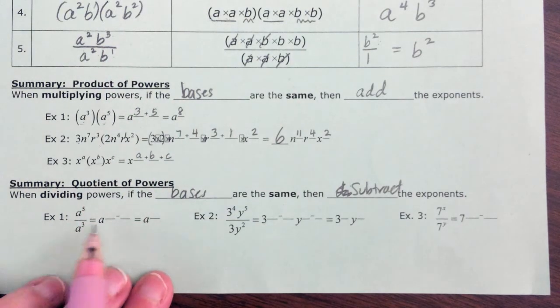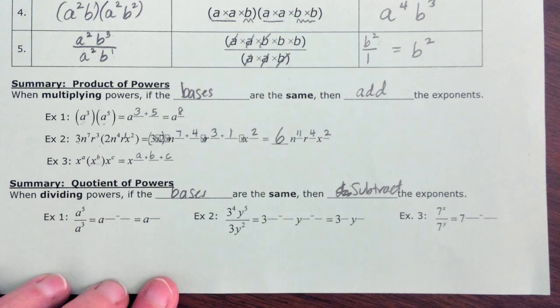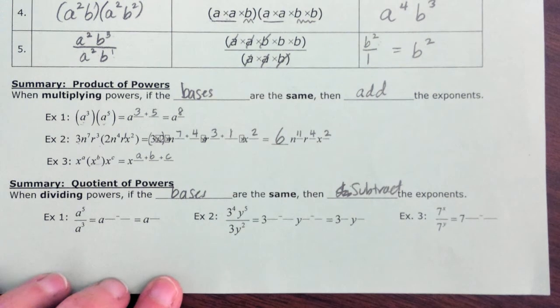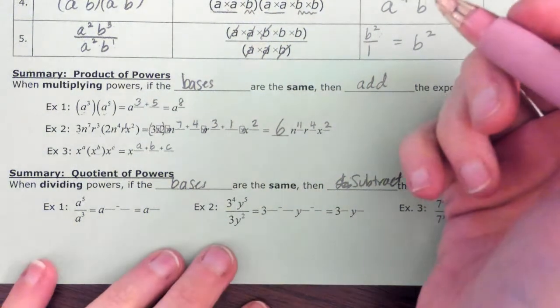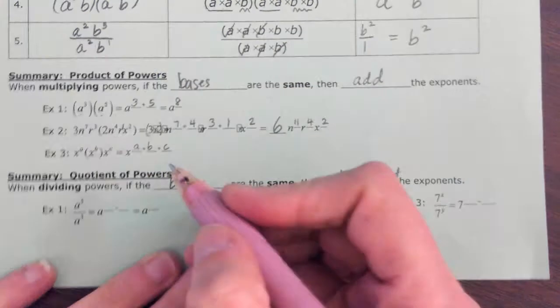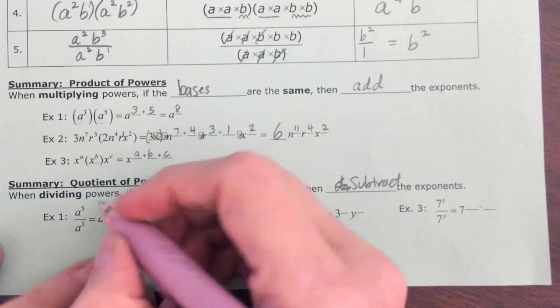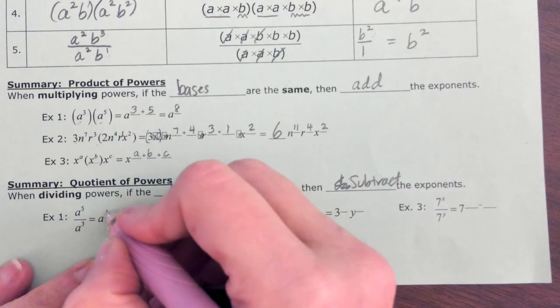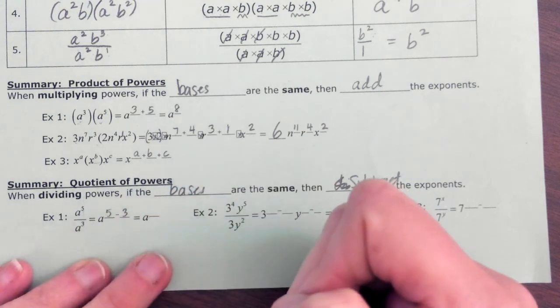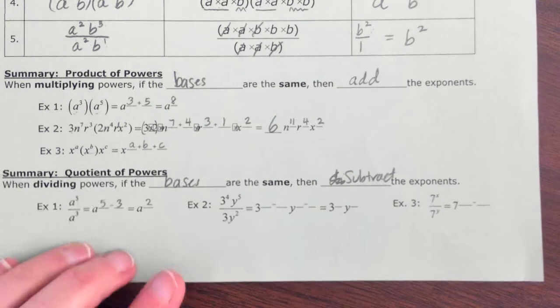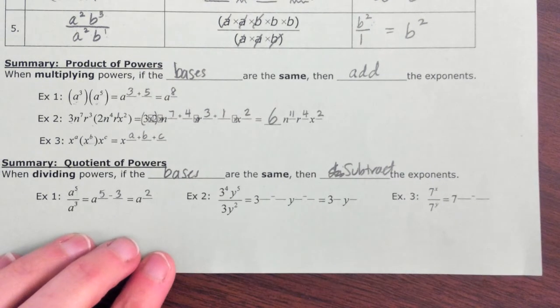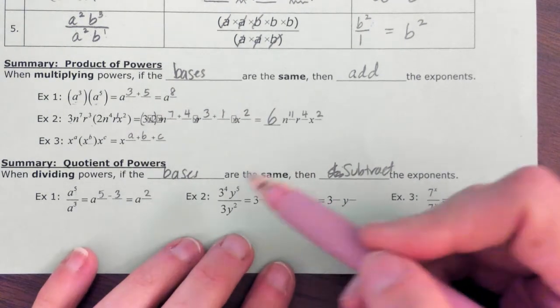Okay, I want you to try example 1. a to the 5 divided by a to the 3rd. Okay, so when I have a to the 5 over a to the 3, since I'm dividing them, I'm going to subtract those exponents. So I'm going to have a to the 5 minus 3. Well, 5 minus 3 is 2, so a to the 5 divided by a to the 3rd is a squared. Okay? I want you to try this one.